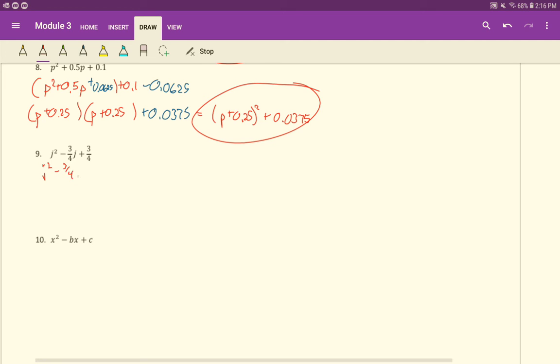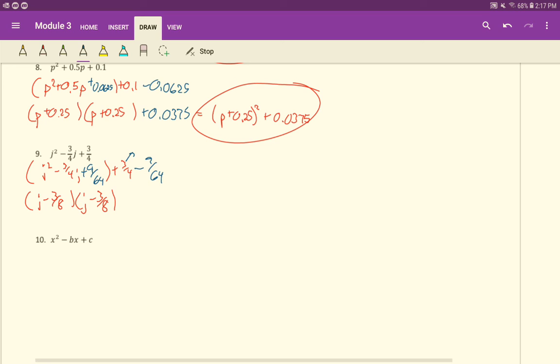j squared minus 3/4 j, and put that 3/4 out there. j and a j. Okay, so yep, again, half of 3/4 is going to be 3/8. So minus 3/8 minus 3/8, which means this term will be negative 3/8 times negative 3/8, which is 9/64. Okay, which means we'll have to subtract 9/64 over here.